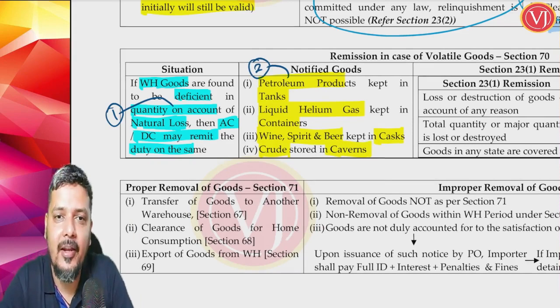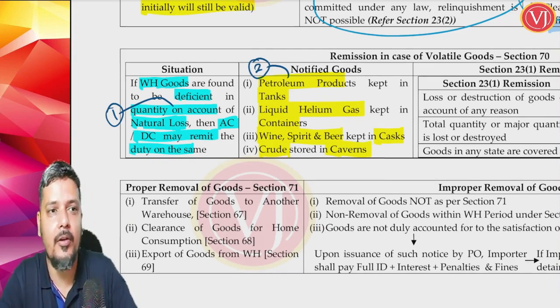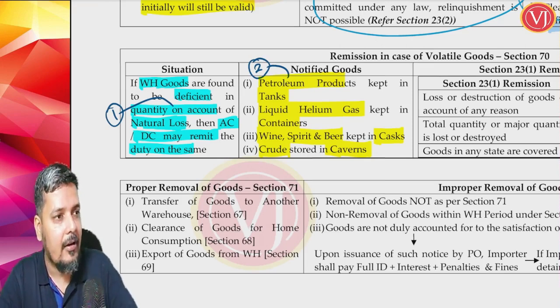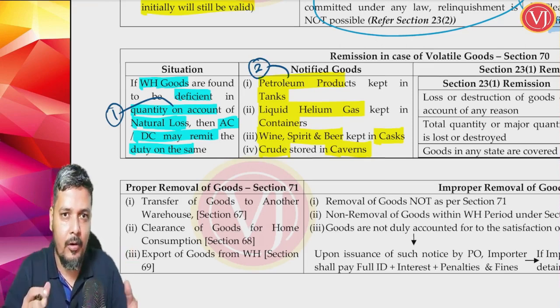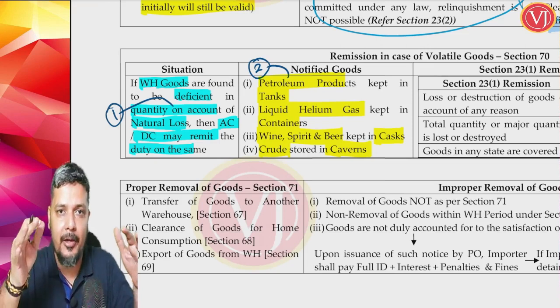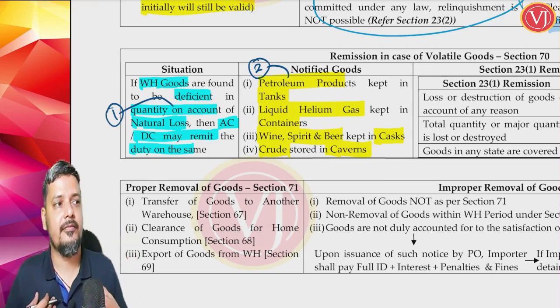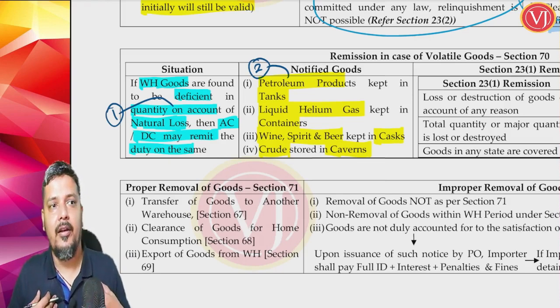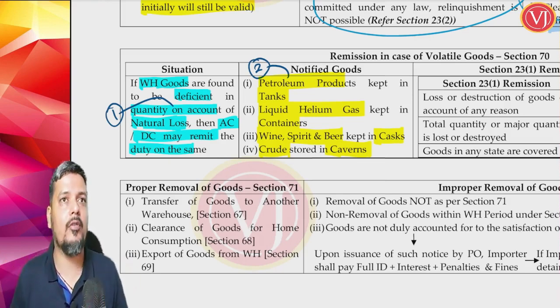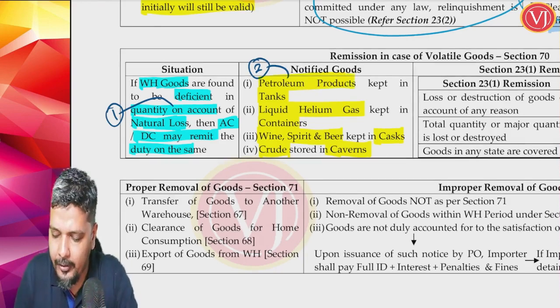Look at the way notified goods are given. They have not given all goods; they have said notified goods properly stored, in spite of properly storing it, there is some evaporation loss. We'll help you out. If you have just kept petroleum products open, then there is an evaporation loss, and we are not ready to help you. You should have kept petroleum products properly in tanks.